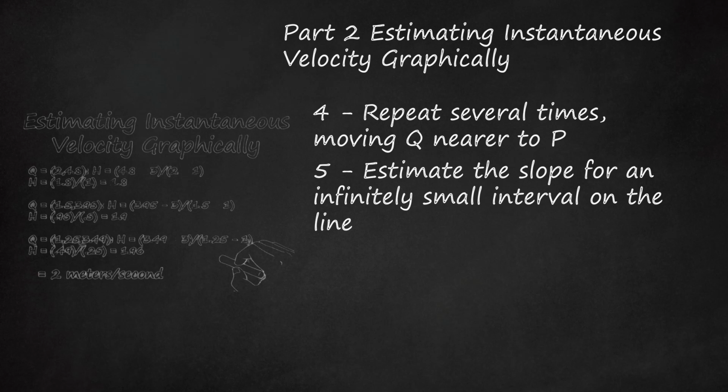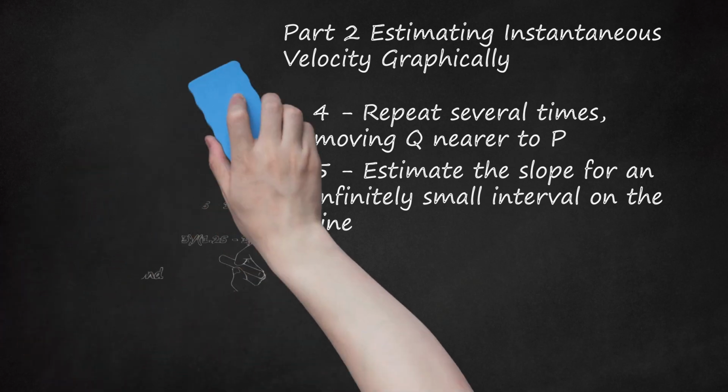In our example, as we moved Q closer to P, we got values of 1.8, 1.9, and 1.96 for h. Since these numbers appear to be approaching 2, we can say that 2 is a good estimate for the slope at P. Remember that the slope at a given point on a line is equal to the derivative of the line's equation at that point. Since our line is showing our object's displacement over time and, as we saw in the section above, an object's instantaneous velocity is the derivative of its displacement at a given point, we can also say that 2 meters per second is a good estimate for the instantaneous velocity at t equals 1.